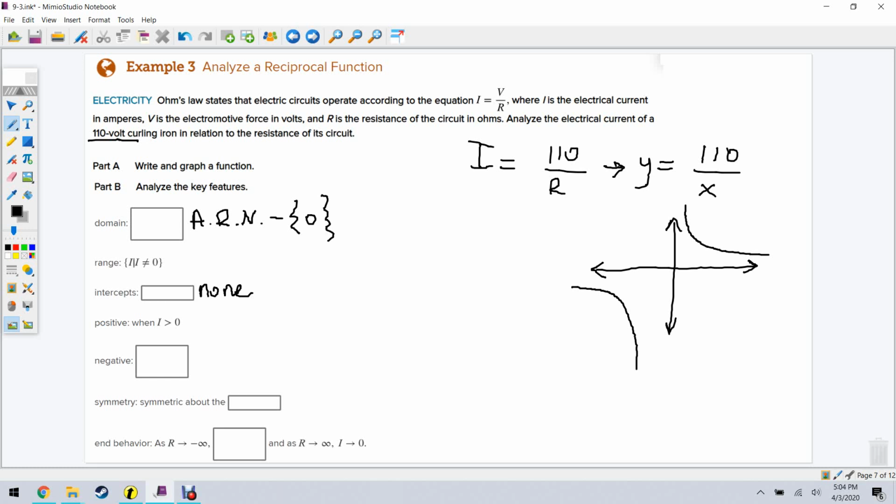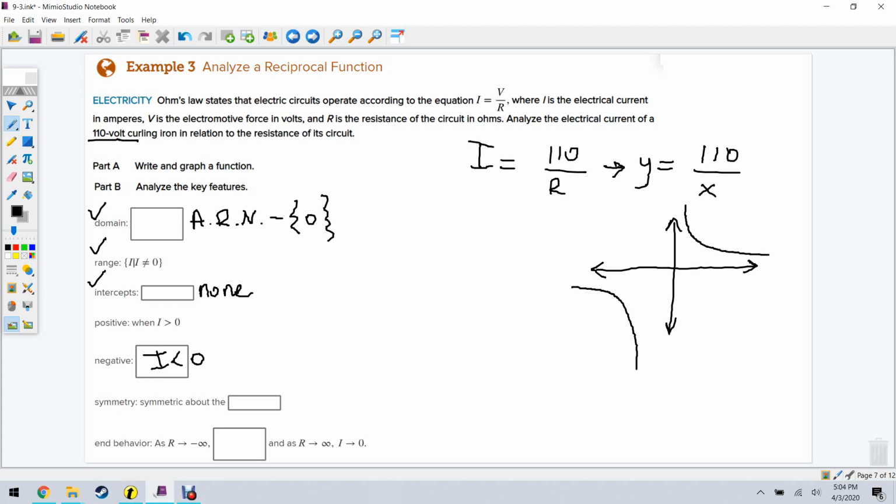Alright, so the function is positive when it's above the x-axis, right? So here it is positive, here it's negative. So positive when x is greater than 0, that's how it is here. Or basically when y is greater than 0, and of course negative when y, which is I in this case, is less than 0. So these are the important things so far: domain, range, intercepts. Positive and negative is not that important, you can just think about that, but domain, range, and intercepts are important.